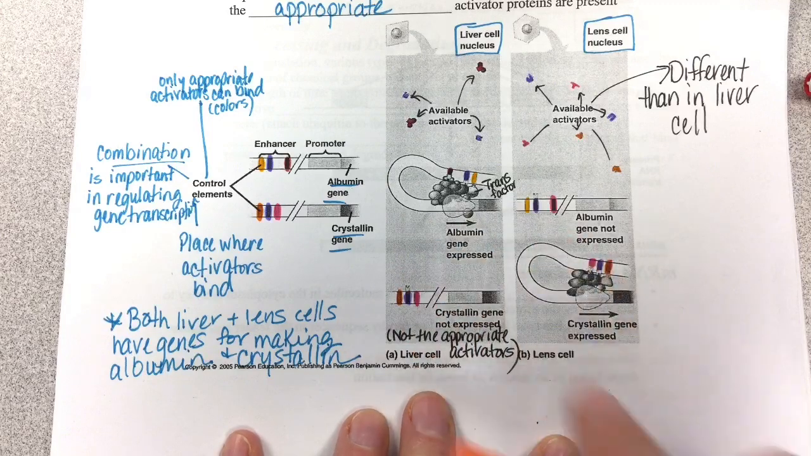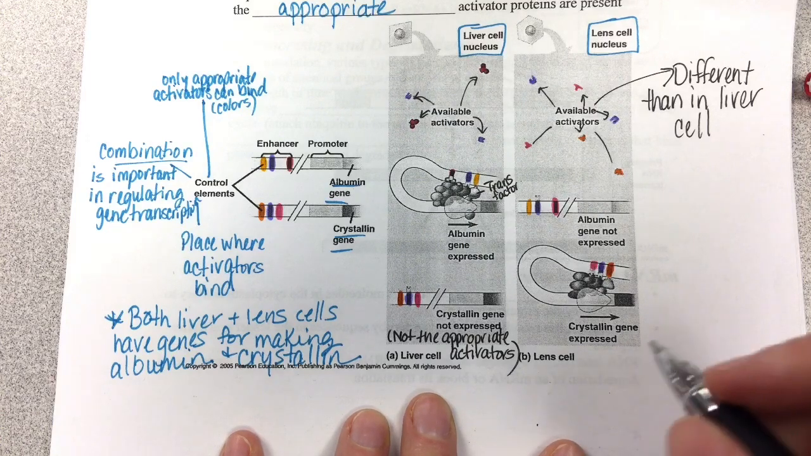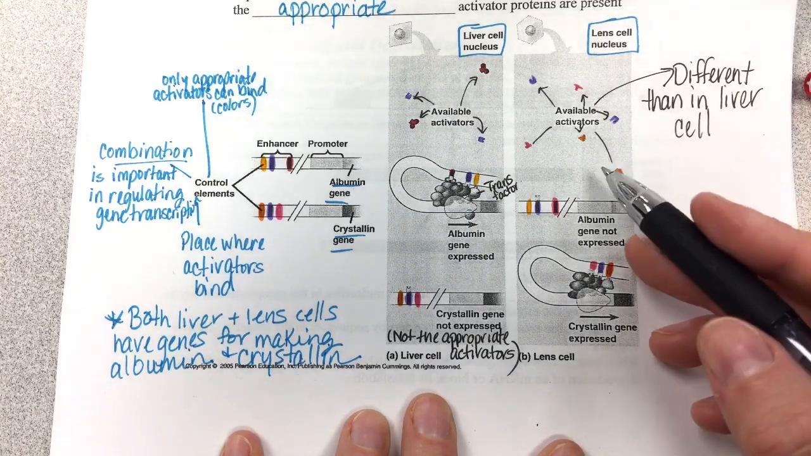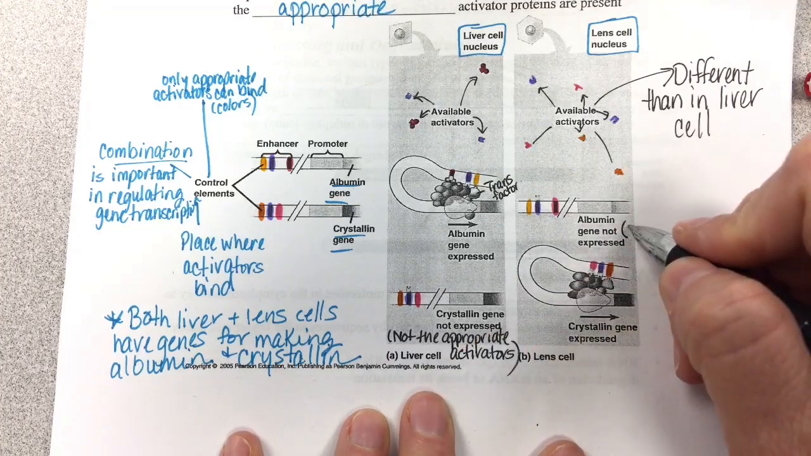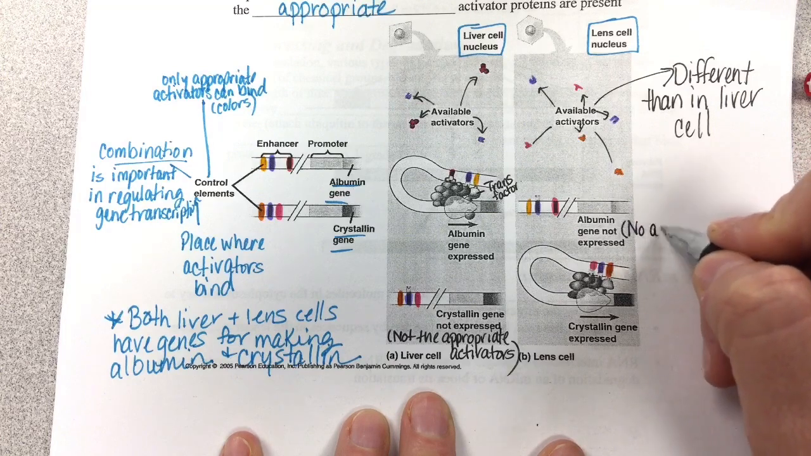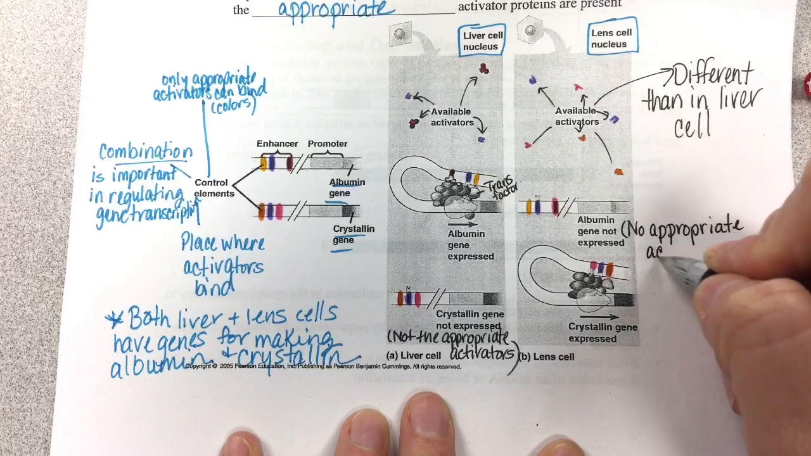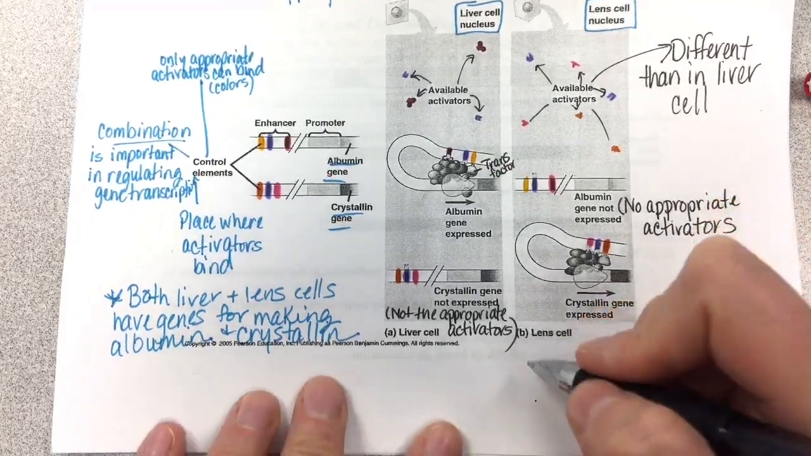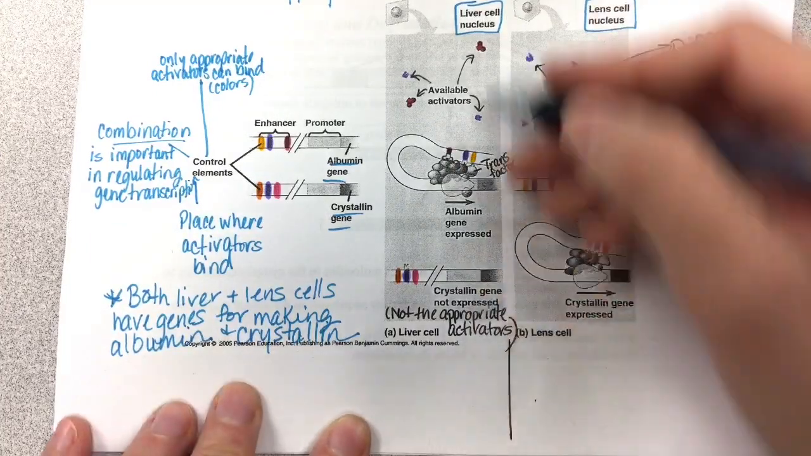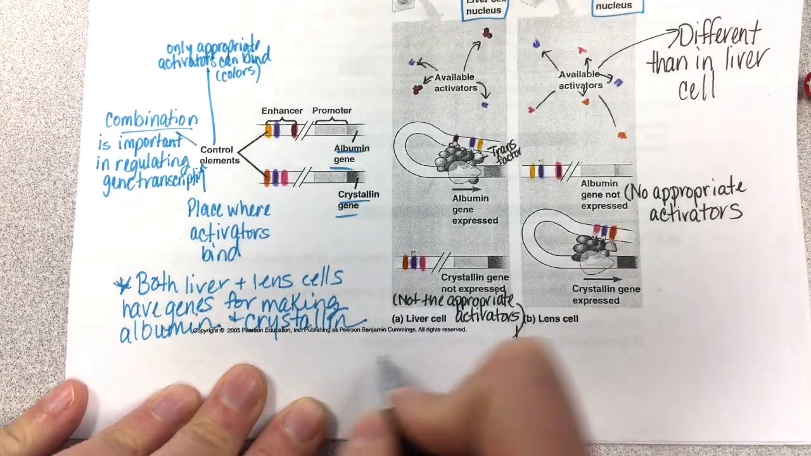So therefore, that's one way that cells turn on and off different genes: the presence or absence of the correct activator. So we can say albumin here is not expressed, just like we did here. No appropriate activators. So down here, let's just go through the liver cell. I'm just going to write a couple of things.